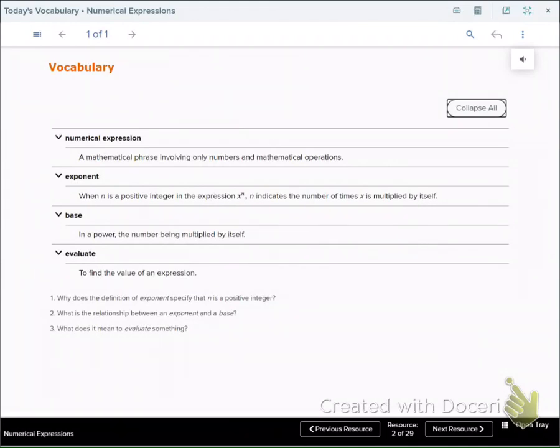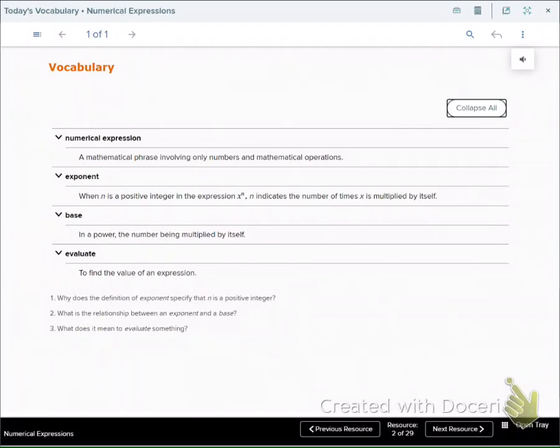We're going to begin with talking about numerical expressions. A numerical expression is just a mathematical phrase involving only numbers and mathematical operations. So more precisely, there's no letters involved. It's only numbers and plus or minus or multiplication. There's only mathematical operations involved.